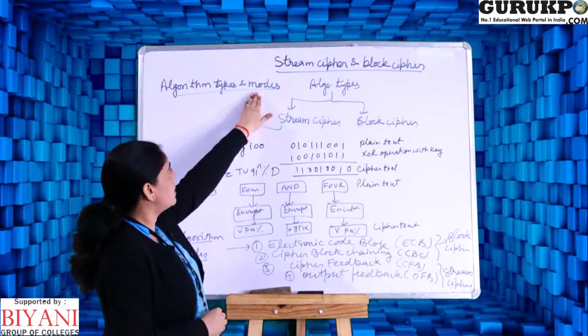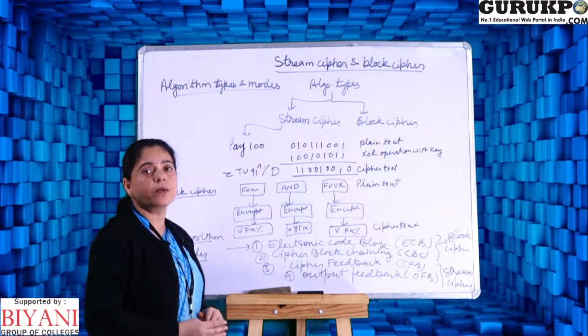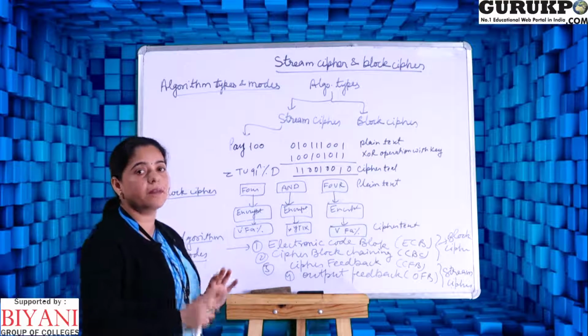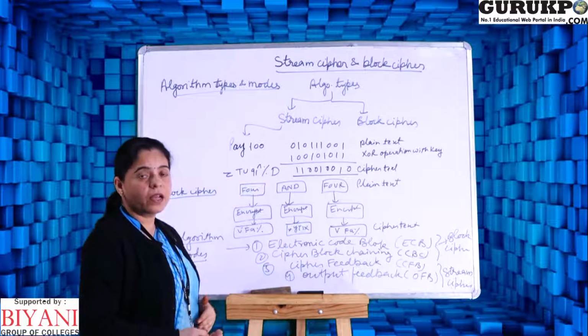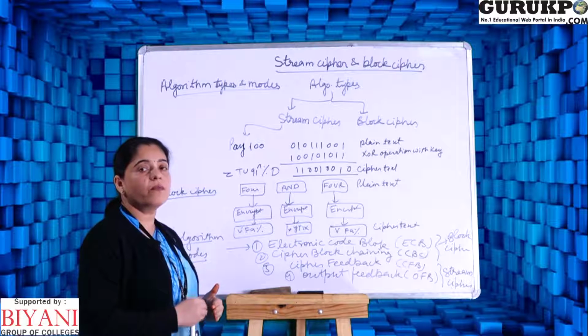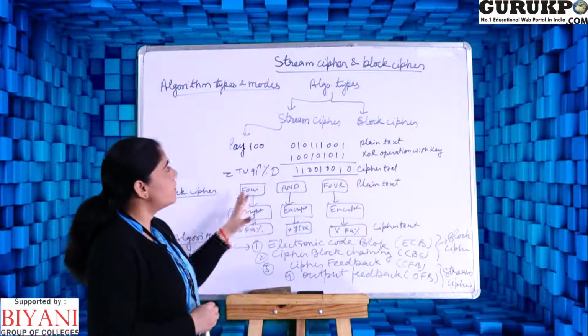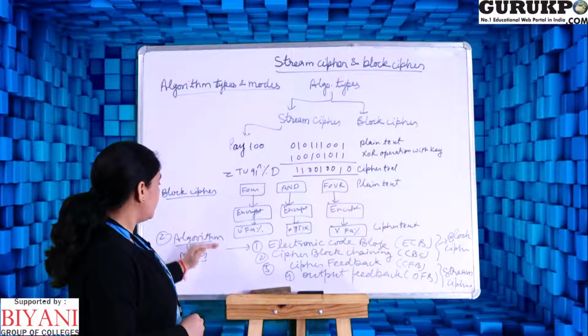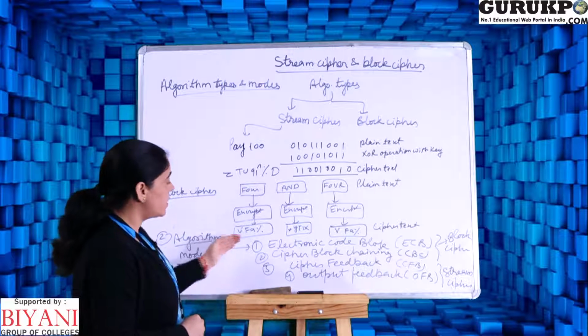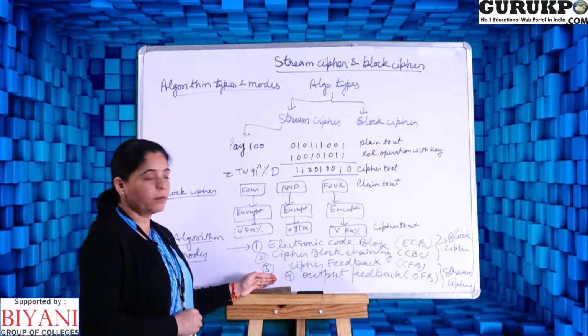Now we will talk about the modes. What is the mode? Mode means when the type is decided, whether it will be a stream cipher or a block cipher, the cryptographic algorithm will be used in our information hiding and protection scheme. So basically, when we talk about the algorithm modes, there are 4 types of algorithm modes.